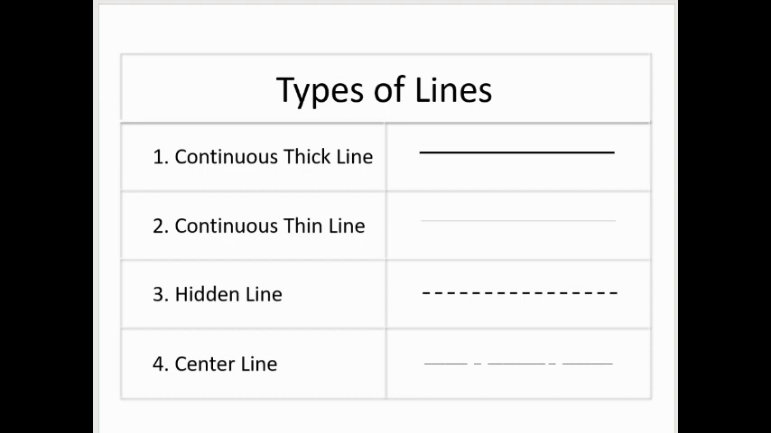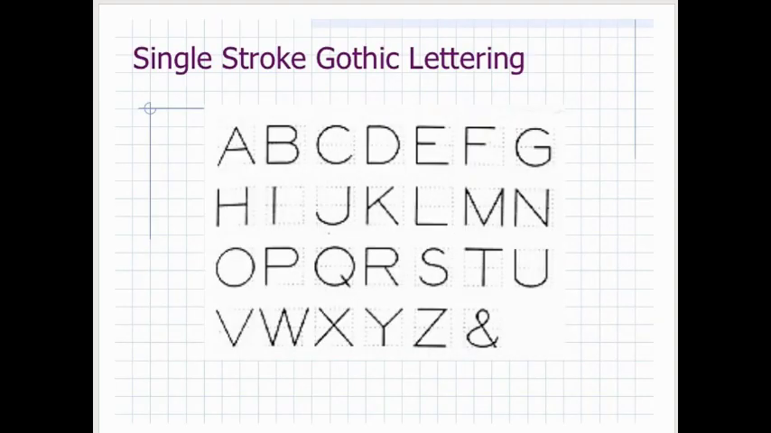So these types of lines are very frequently used in machine drawing or in engineering drawing. Then we have learnt last year the single stroke Gothic letters, how to draw the ABCD. This type of sheet you might have completed in your first year. In short, what you have to remember is the proportions of the letters. So whatever you are going to write down on the sheet should be of this kind.